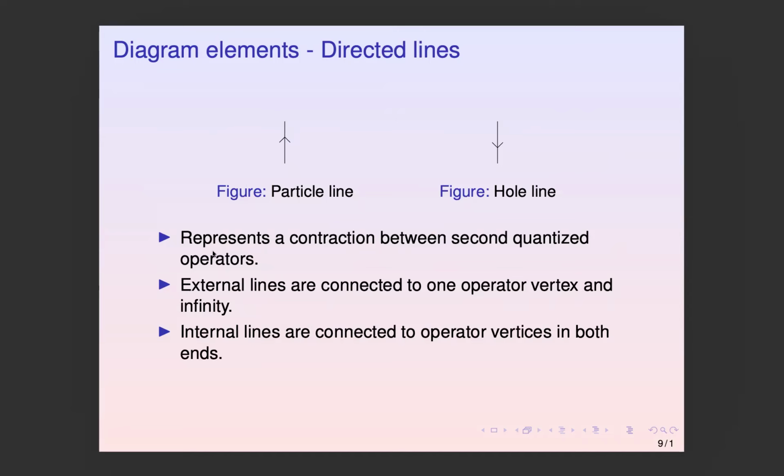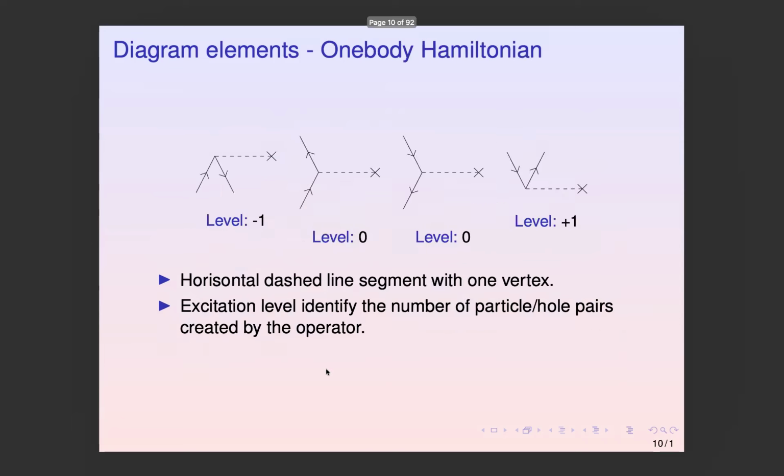If you now look at the diagram rules, we have particle lines, which represent a contraction between second quantized operators. External lines are connected to one operator vertex at infinity. Internal lines are connected to operator vertices at both ends. This is just a repeat of what we have seen before. Then we introduce this naming where we look at the particle hole excitations. Horizontal dashed lines segment with one vertex, like this one, and the excitation level identifies the number of particle hole pairs created by the operator. So this is basically what we did yesterday.